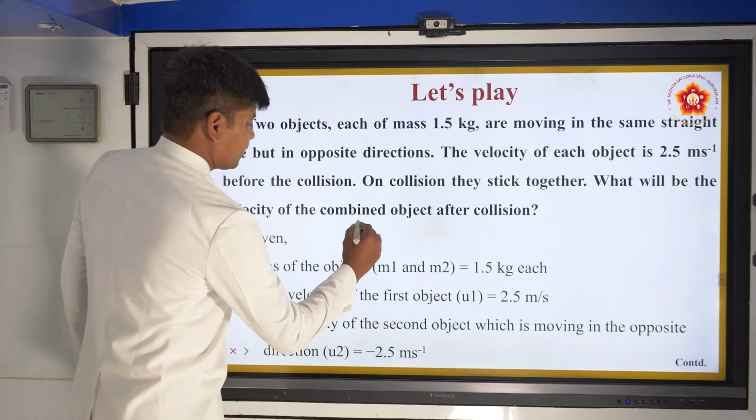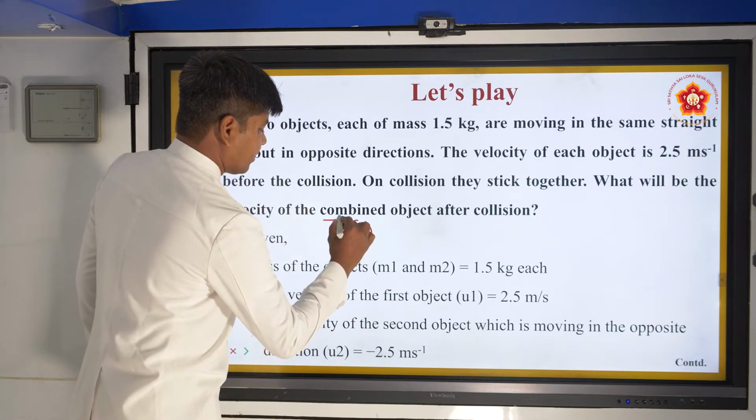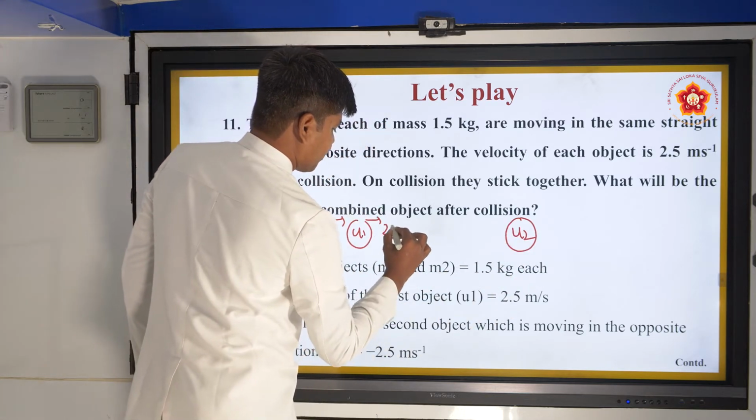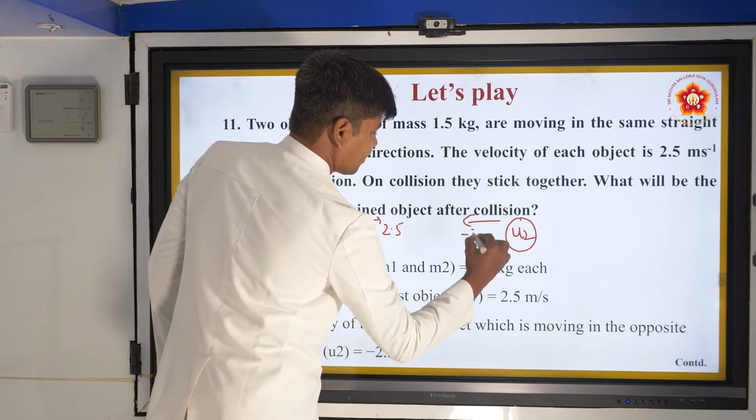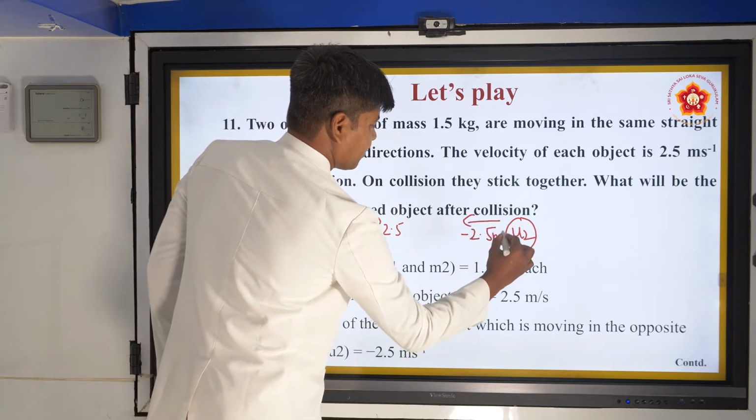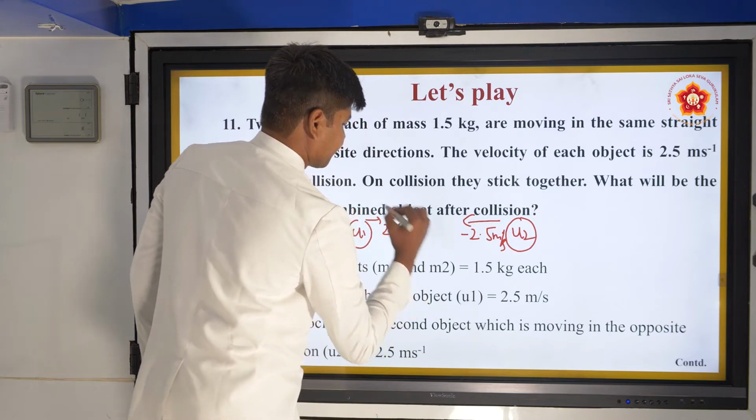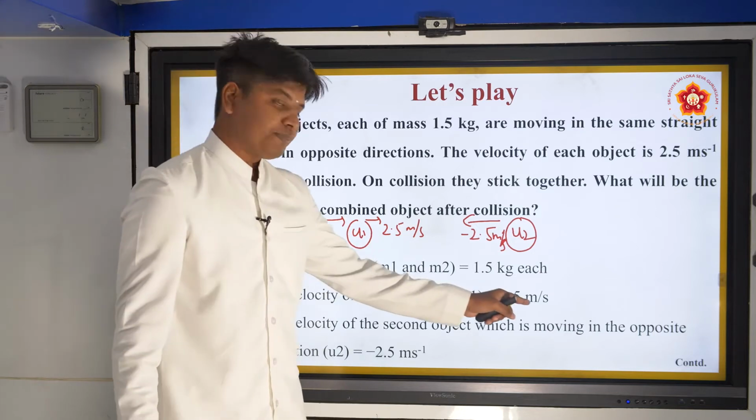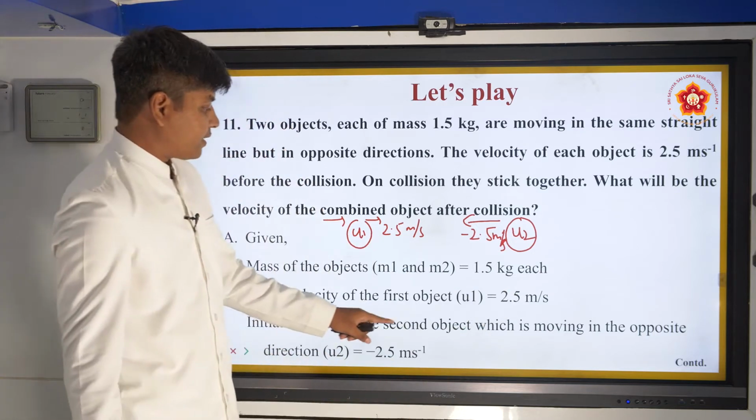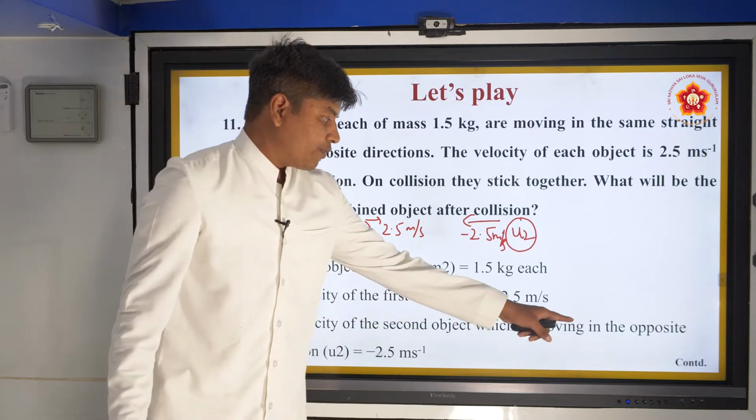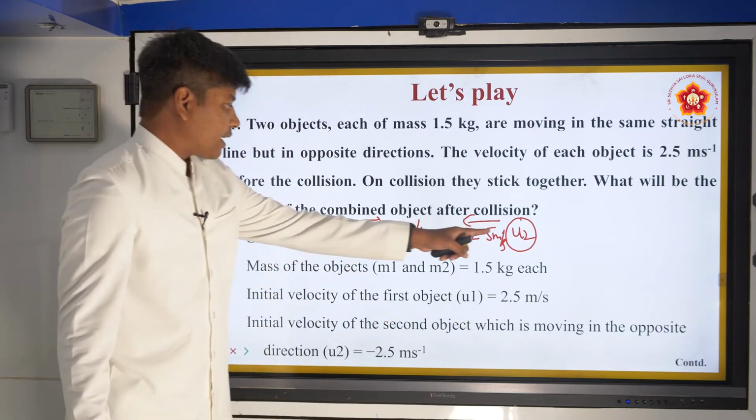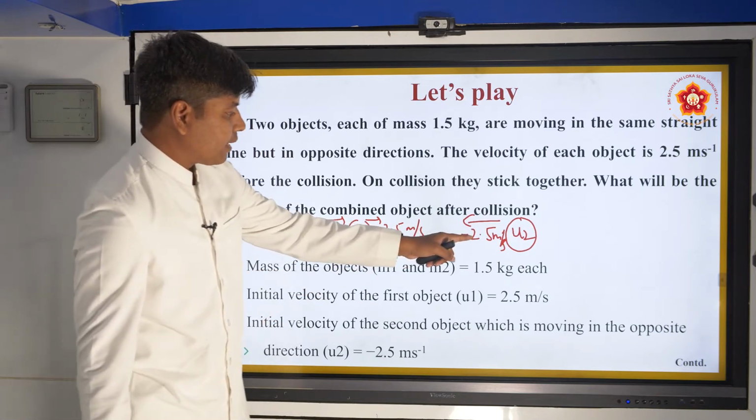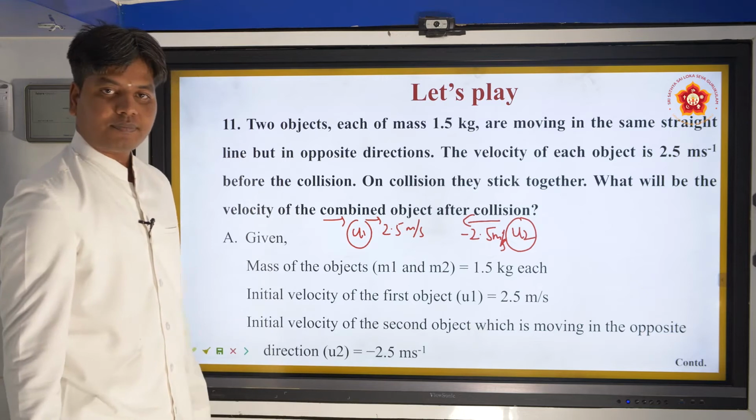If the object coming from the left is u1 and the object coming from the right is u2, and we take this as 2.5 meter per second, the other will be minus 2.5 meter per second. The initial velocity of the first object, u1, is 2.5 meter per second, and the initial velocity of the second object, which is moving in the opposite direction with respect to u1, is minus 2.5 meter per second.